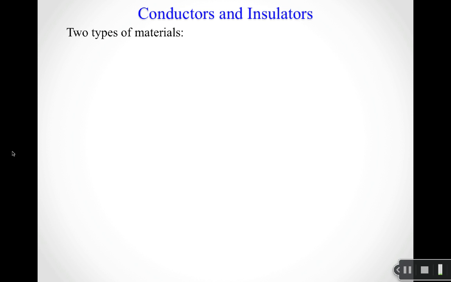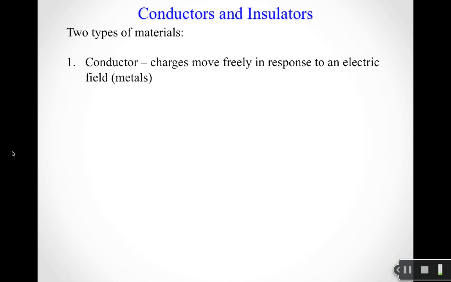So up till now, basically everything we focused on has been dealing with point charges, so, sort of infinitesimally tiny particles of charge. But of course, that's not how we interact with charge on a day-to-day basis. Instead, what we end up dealing with is two different types of materials. The first of which are conductors. And conductors are basically a material where the charges can move freely in response to an electric field.